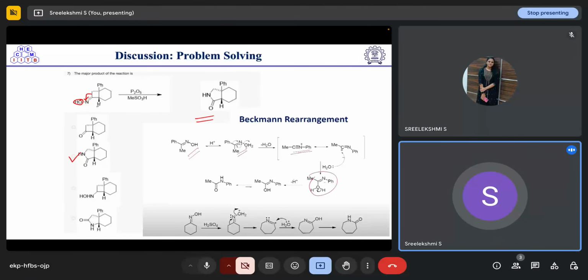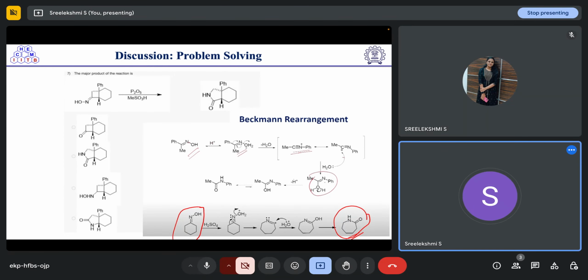So that carbocation will be generated at this center, and this water molecule will be attacking to that carbocation, and then after deprotonation we will be getting the corresponding amide. So here, if we are taking a four membered ring, in the product we can get a five membered ring. Here you can see we are starting with a six membered ring and we are ending with this caprolactam, that is a seven membered ring.